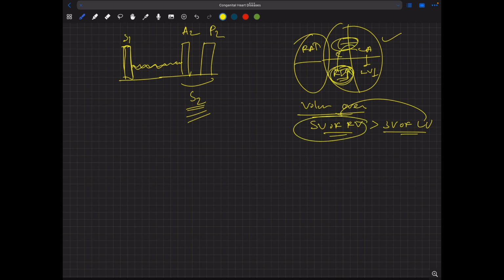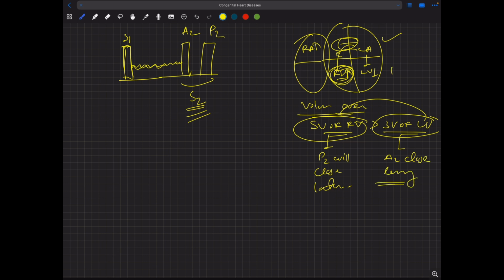So stroke volume of right ventricle is more than stroke volume of left ventricle, not only during inspiration but every time, during expiration also. Since the stroke volume of right ventricle is more, it will take more time to close. So it will take more time to eject this blood into the pulmonary trunk via pulmonary valve. So P2 will close later, and A2 will close early because there is less blood than usual.